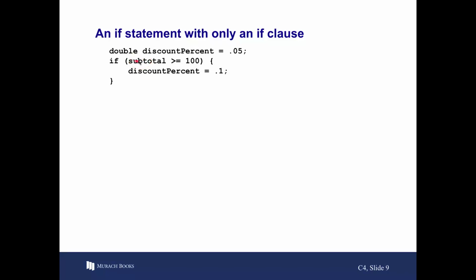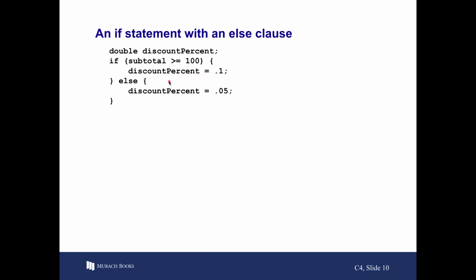But in this case, if subtotal is greater than or equal to 100, then the discountPercent will be changed to 0.1. Because there is no else clause on this, if subtotal is not greater than or equal to 100, then this block will not execute because the Boolean expression is false, in which case discountPercent will remain at 0.05 and will not be changed. So this block will not always run. It will only run if subtotal is greater than or equal to 100.